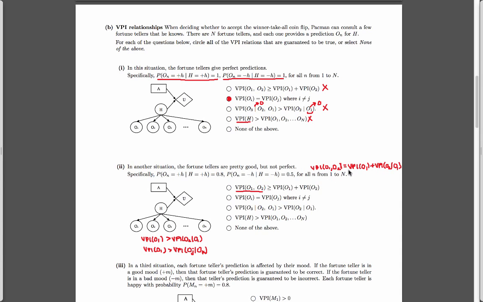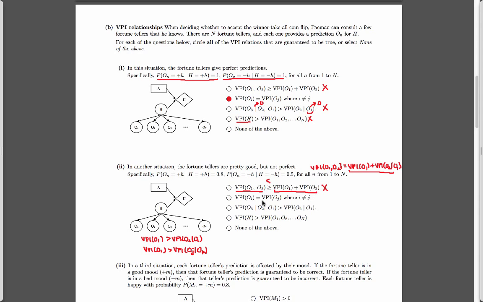So going back to this statement, we're trying to compare this value right here to this value right here. VPI of O1 is equal to the VPI of O1. However, VPI of O2 given O1 is less than the VPI of only getting O2, versus getting O2 given that you already knew O1. So the left side of the equation is going to be less than the right-hand side, because VPI of O2 given O1 is less than VPI of O2. So this is incorrect.